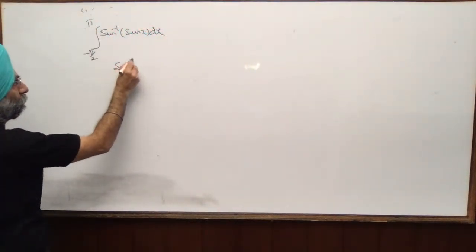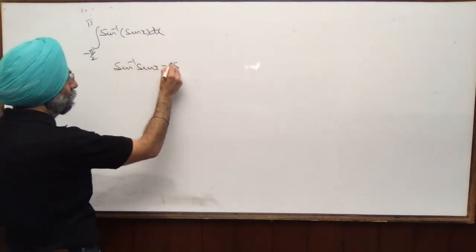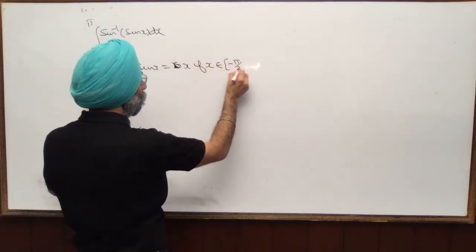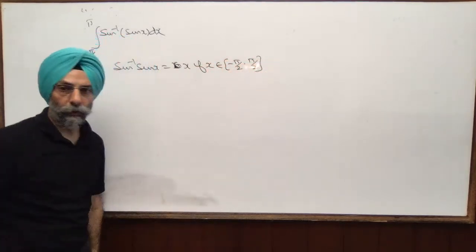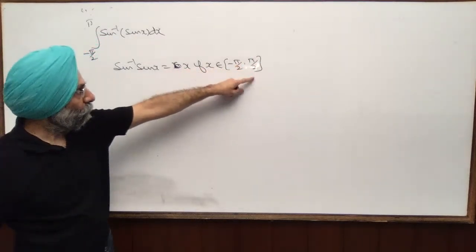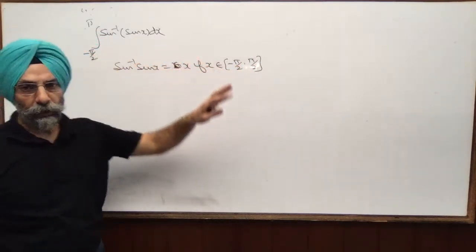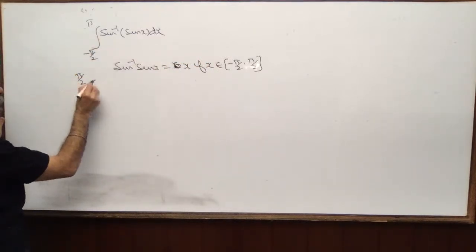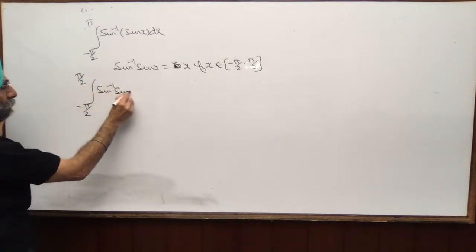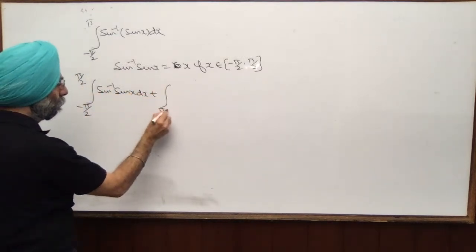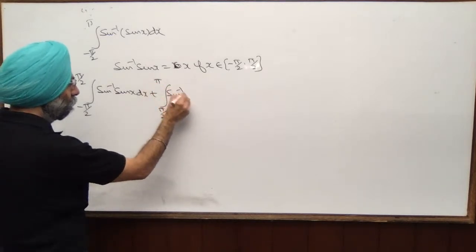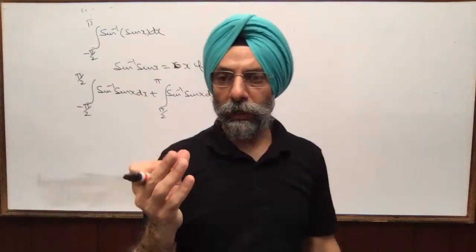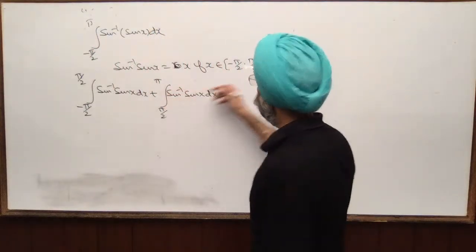Now sin inverse of sin x is equal to x if x belonging to minus pi by 2 to pi by 2. मतलब minus pi by 2 to pi by 2 में sin inverse of sin x की value x है. So that means इसको break कर देंगे हम, minus pi by 2 to pi by 2 sin inverse of sin x dx plus pi by 2 to pi sin inverse of sin x dx. अब बेटे sin inverse of sin x की value pi by 2 to pi में क्या होगी?